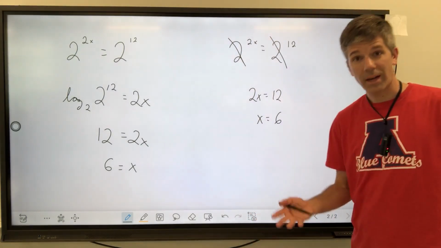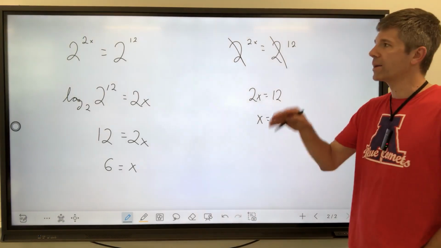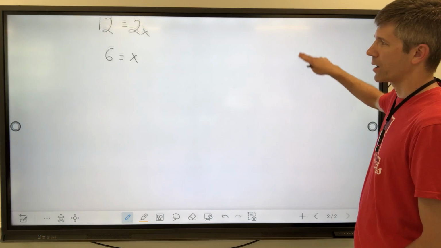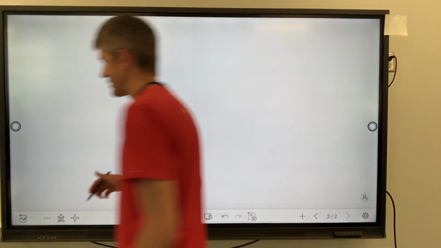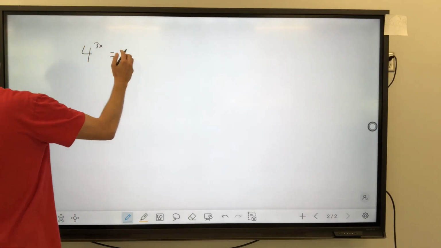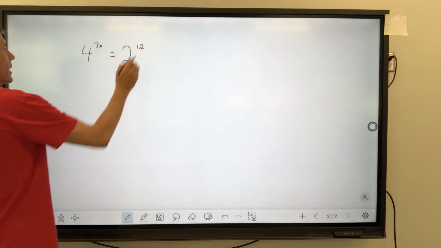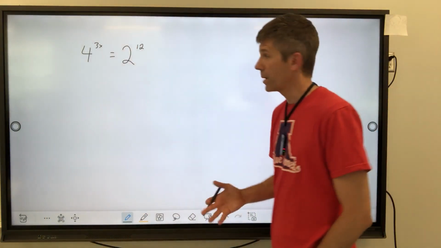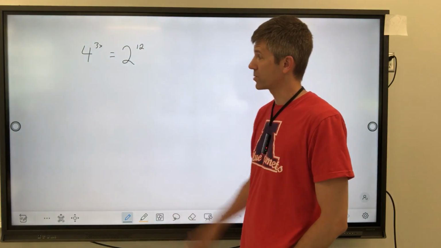Now, the next one may not be, so we're going to work our way towards getting ones that are obvious. So we're going to call this one obvious, and we're not going to call the next one obvious. We're going to call it slightly not so obvious. 4 to the 3x equals 2 to the 12. Now, if you wanted to, you could put this in logarithmic form as well, like we just did on the other one, but I'm not. So I'm going to go about this one a little different way.